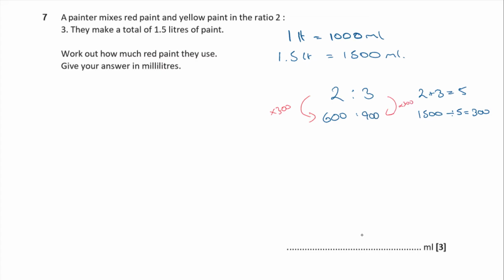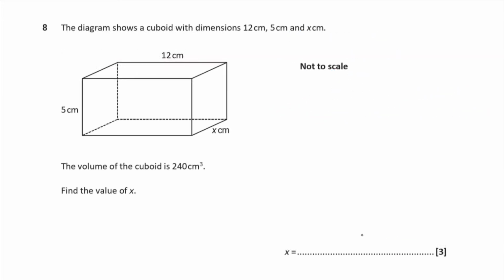And you can see that 600 and 900 do add together to give me 1,500. That's usually a good check to do. Now what do we need to give as our answer? How much red paint? So it was red paint to yellow paint, wasn't it? So the left hand side is red, so my answer is going to be that one. It's going to be 600 millilitres then, isn't it? 600 millilitres.